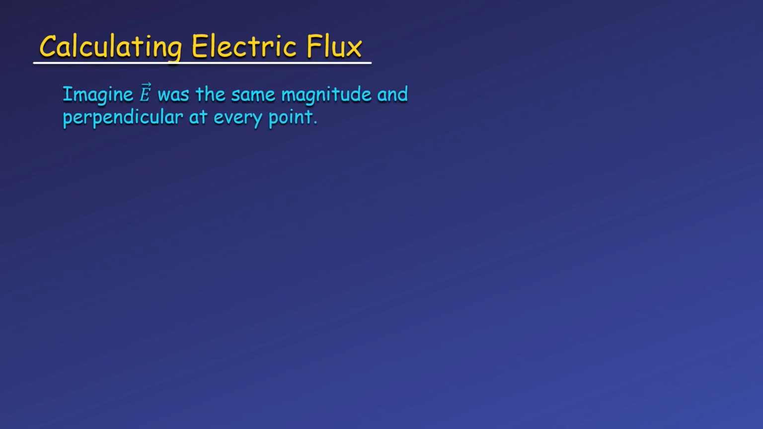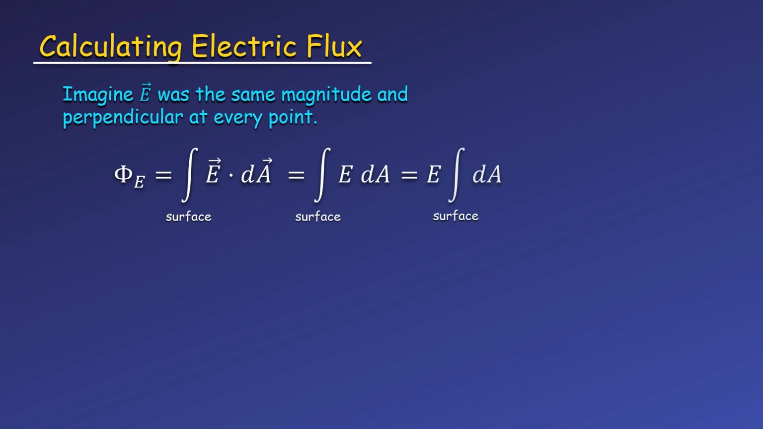Imagine that our electric field had the same magnitude at every point on the surface and was also perpendicular to every point on the surface, even if it was curved. Since the electric field is perpendicular to the surface, it is always parallel to the area vector, so the dot product is just E times dA. Since E is constant, it will just come out of the integral, and we're left with just the integral of dA. But if we integrate or add up all the small areas over the entire surface, we just get the total area. So if these conditions are true, the electric flux is just E times A, the electric field times the area, which is extremely easy to evaluate.